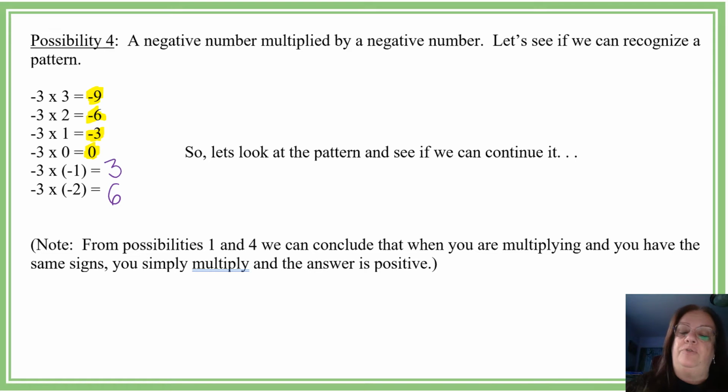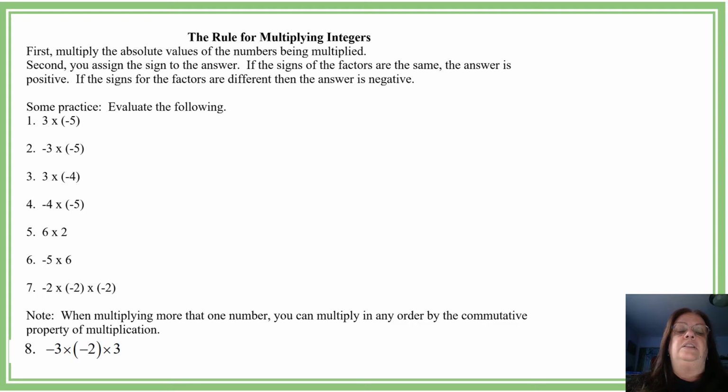Note from possibilities 1 and 4, we know that if you have the same sign, the answer is positive. All right, the rule for multiplying integers. First, multiply the absolute value of the numbers being multiplied. Second, you assign the sign, whether it's negative or positive, based on our given rule. If the signs are different, your answer is negative. If the signs are the same, your answer is positive.